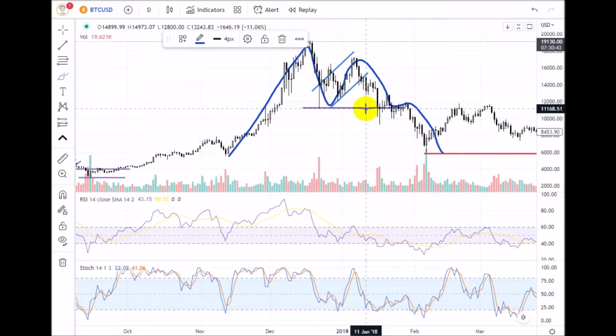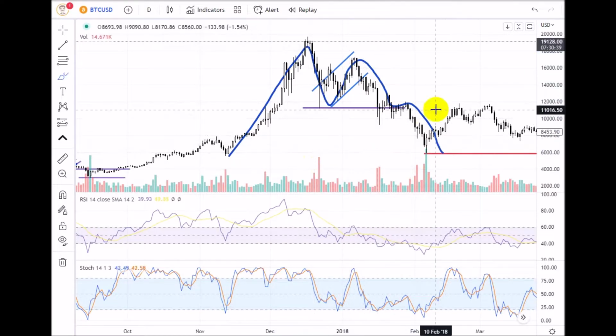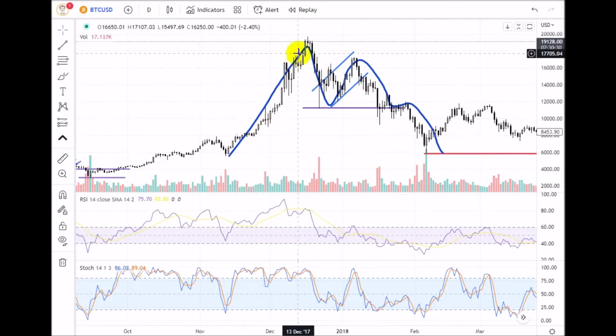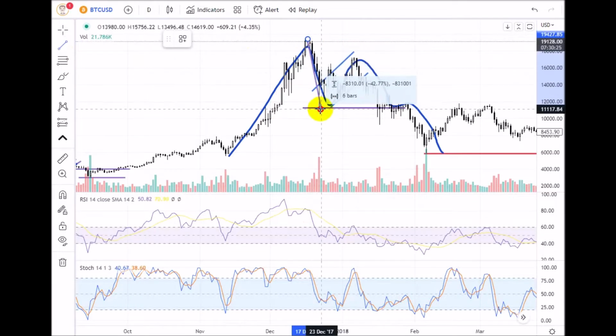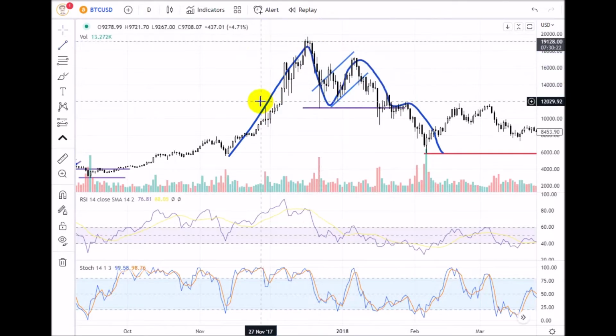So let me change, get rid of that. So this is the same setup. Now in this particular case, I want you to pay attention to what happened. This was the big top in 2017, and you can see we've got the same pattern, excess phase peak, and you can see we had fairly strong correction. So in this case, we had a 42% correction.